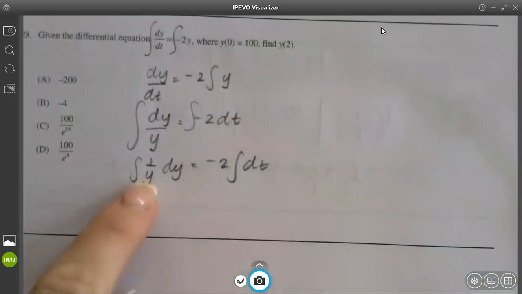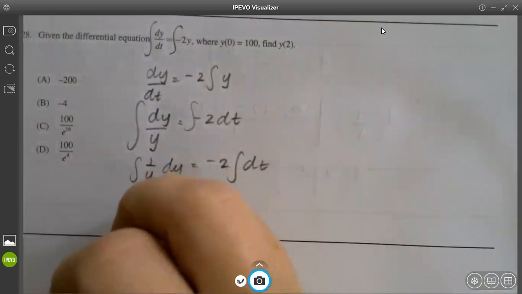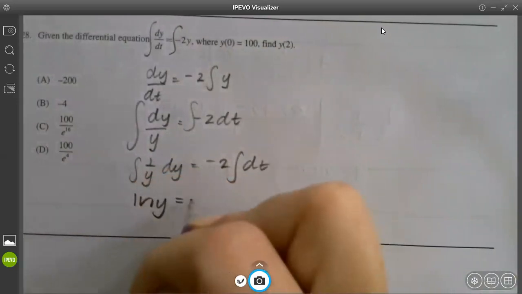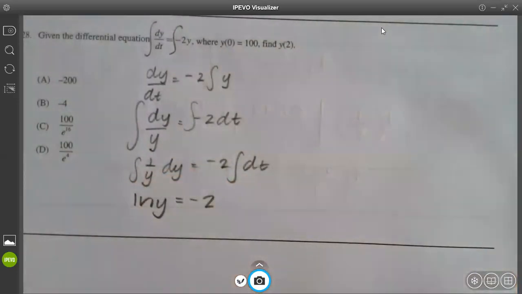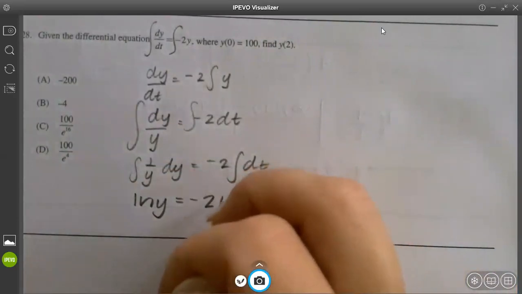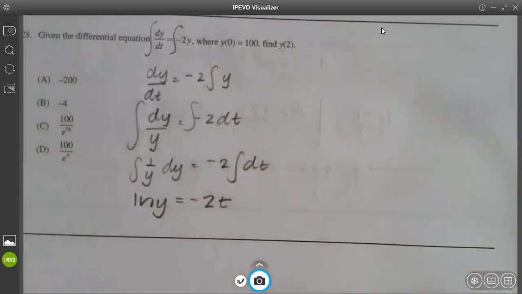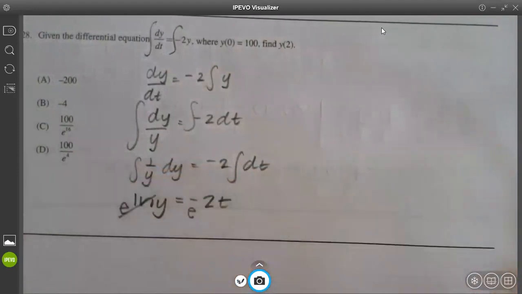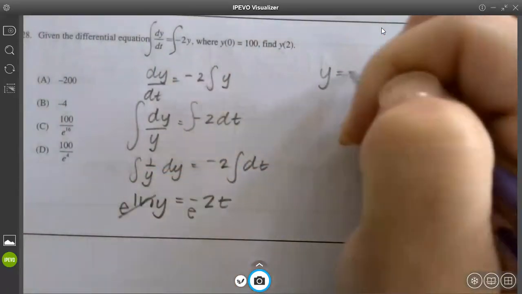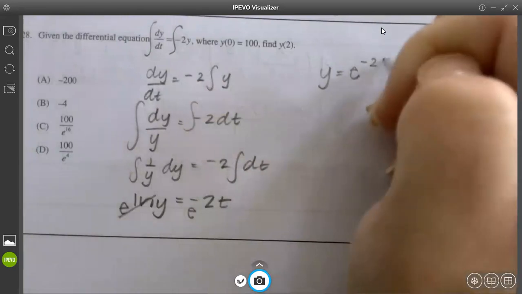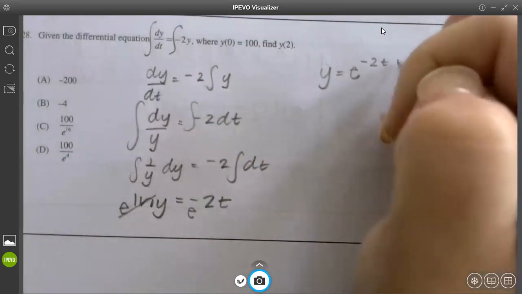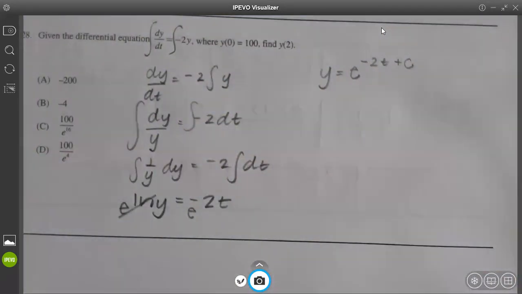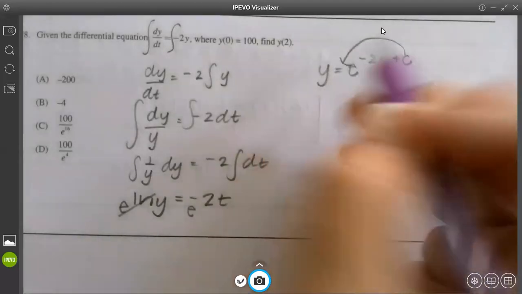What is your integration of 1 over y? ln y equals. What's the integration of just dt? The -2t. How do I solve for y? e both sides because I need to get rid of that ln. So I get y equals e to the -2t. Remember that plus c can go at the top or it can go in the front.